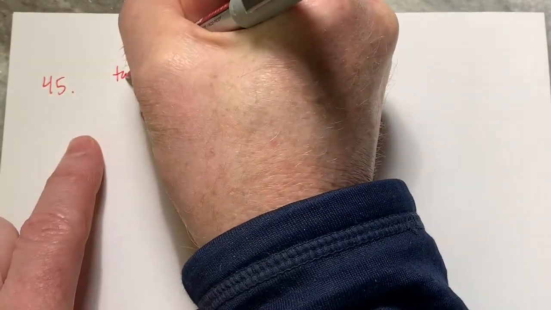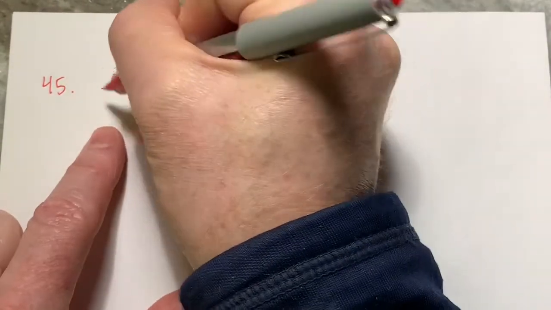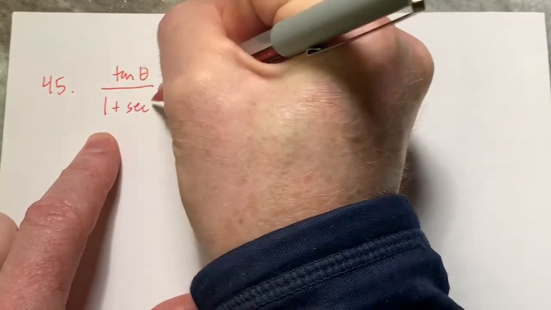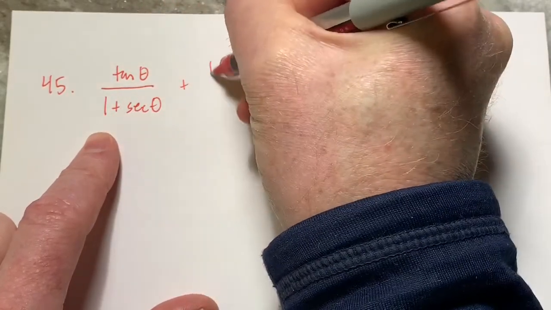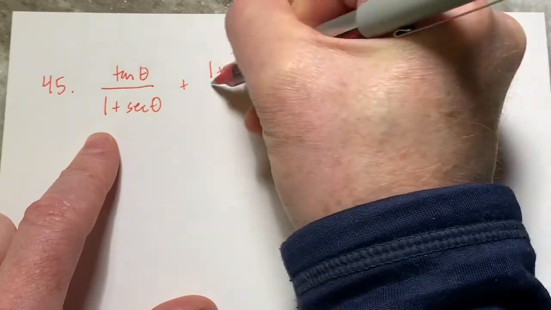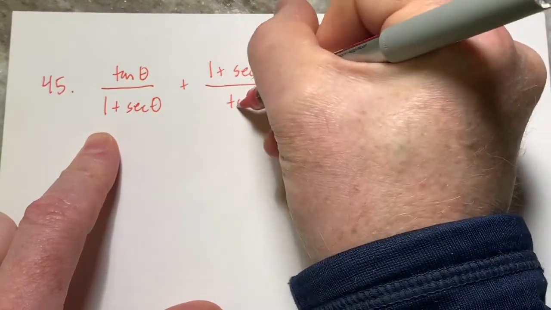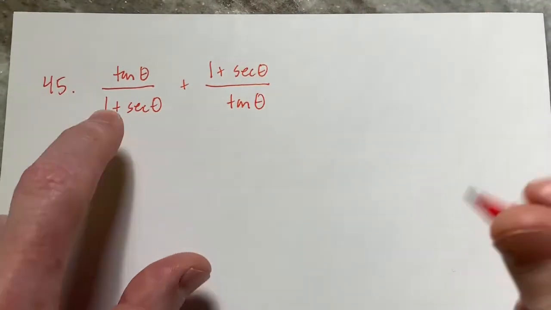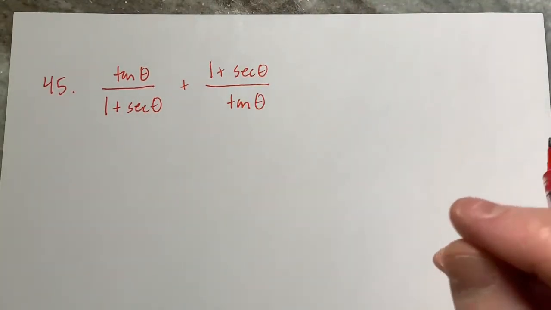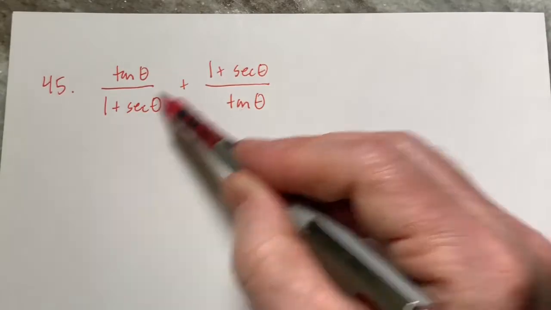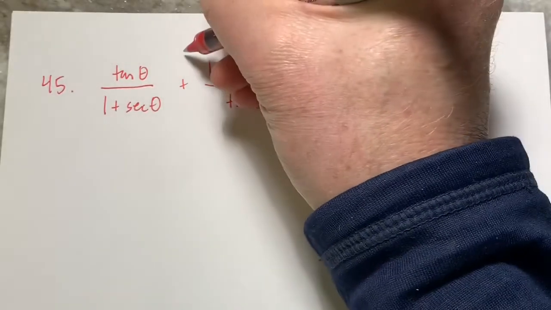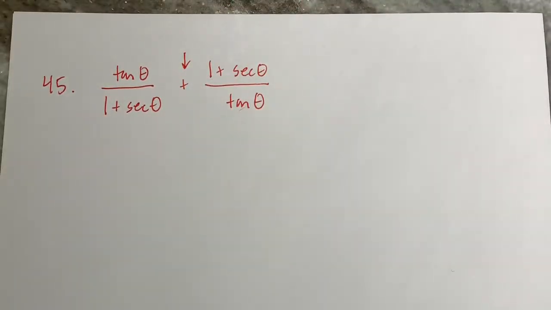All right, that's 43. Let's take a look at 45. All right, number 45 right here says you have this tangent of theta, and you're dividing by 1 plus secant theta, and then you have a 1 plus secant theta on the top here, and you're dividing it by a tangent theta, and it wants you to simplify this. Now, a lot of people make the mistake of canceling the tangents and canceling that. Why can't I do that? That's right. This is not multiplication. This is addition. So the only way to add these is to find a common denominator.